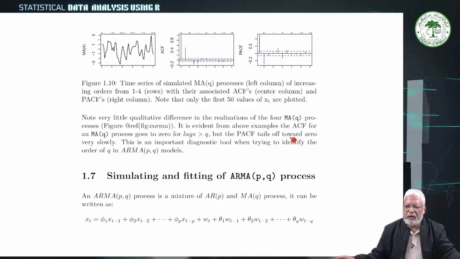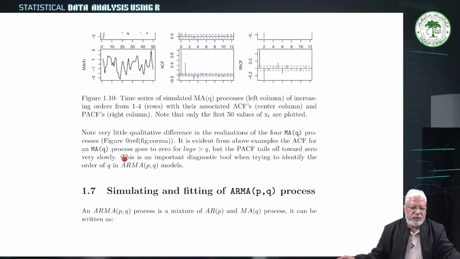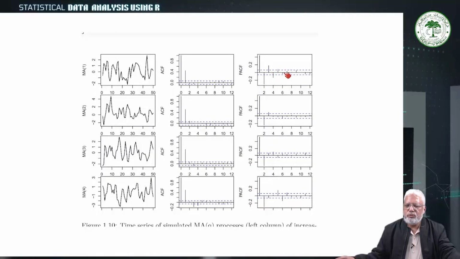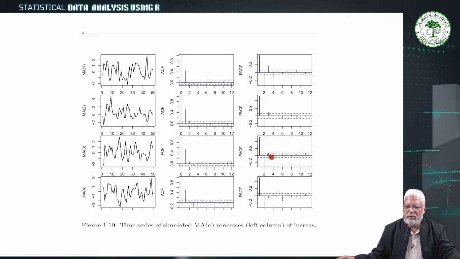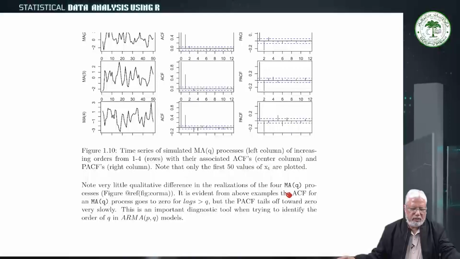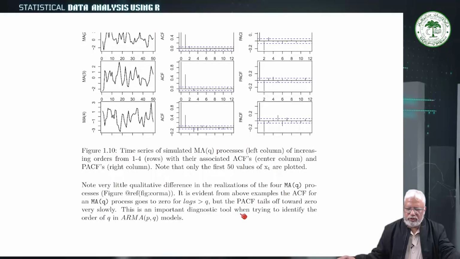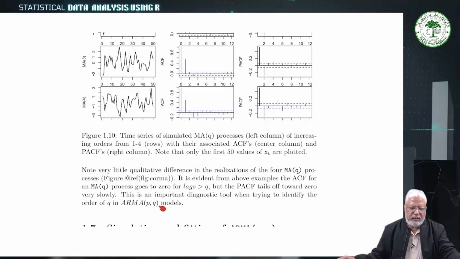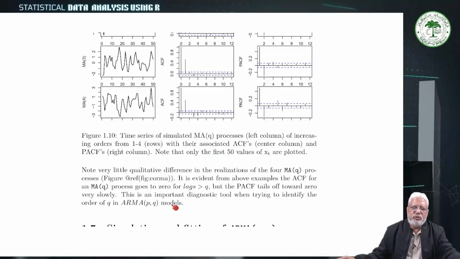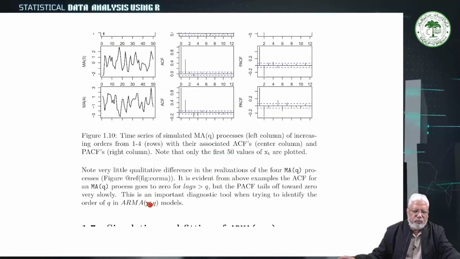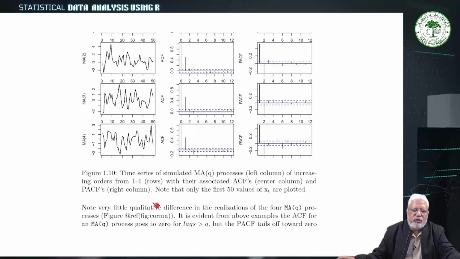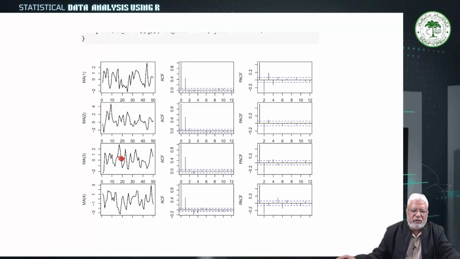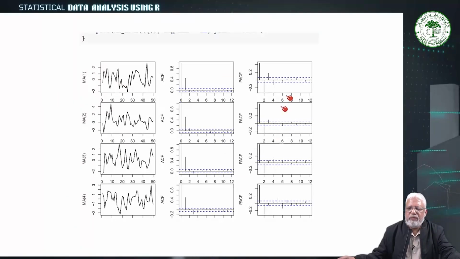But the PACF plot tails off towards 0 very slowly. Here the PACF goes to 0 very slowly. This is an important diagnostic tool when trying to identify the order of q in ARIMA(p,d,q) models. So, this is the way we can identify whether the value of p should be 1, and q should be 1 or 2 or 3 or 4, on the basis of ACF and PACF plots.